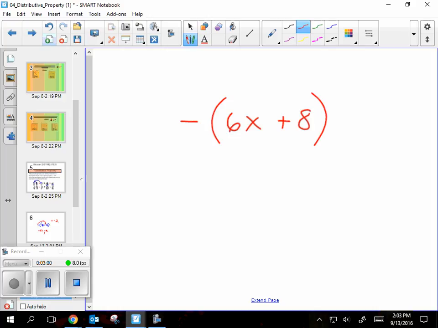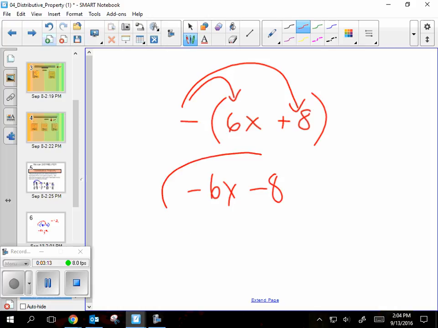All right. So watch. For those that didn't catch that, it goes like this. The negative goes on here. Now I got negative 6x. The negative also goes on there. I got negative 8. I gave a negative to both of them. Raise your hand if you got that one right. All right, it's almost everybody, good.